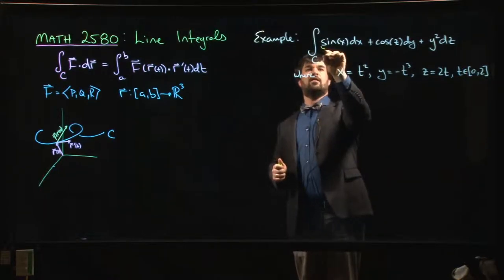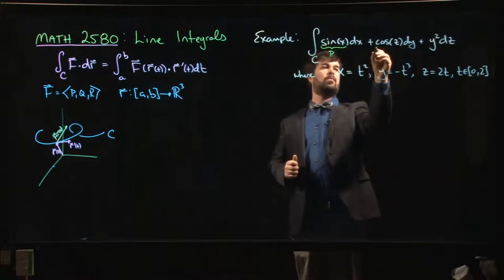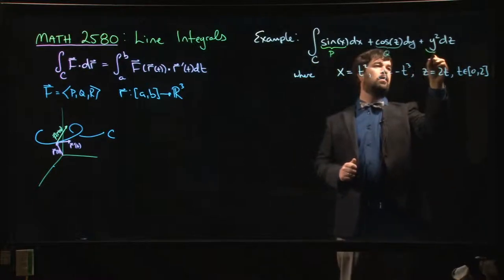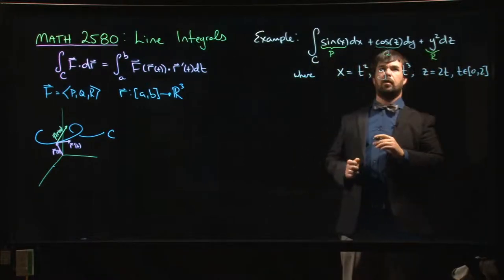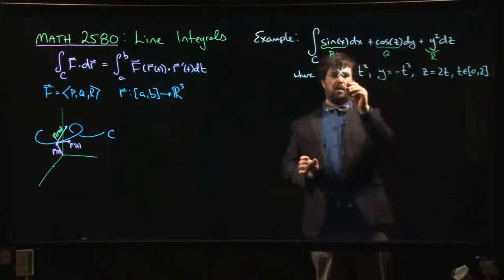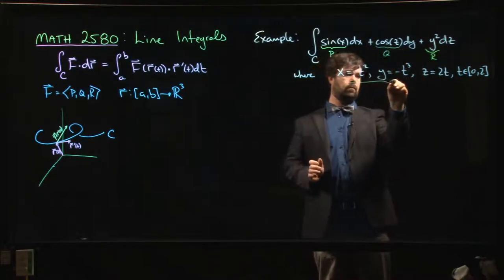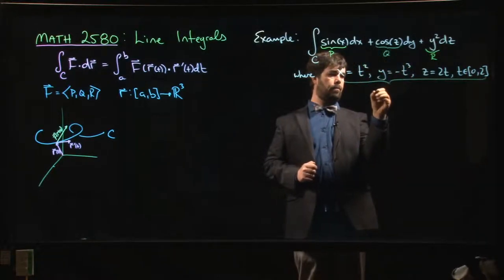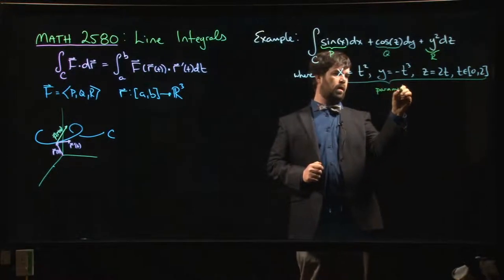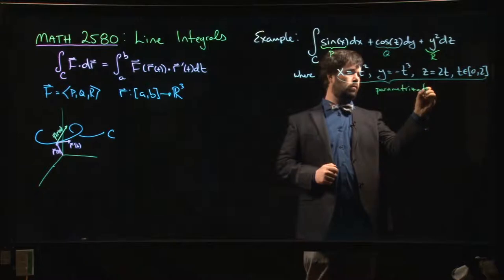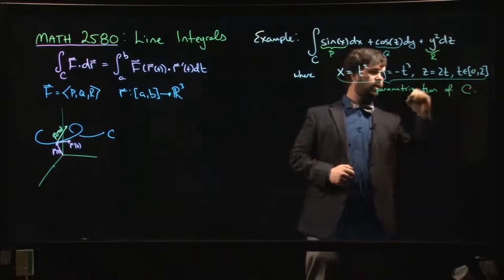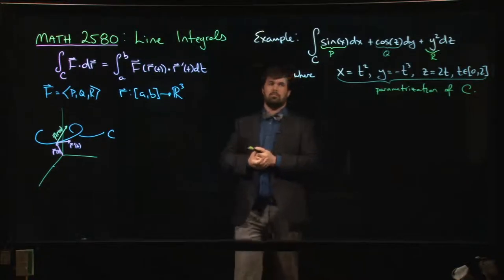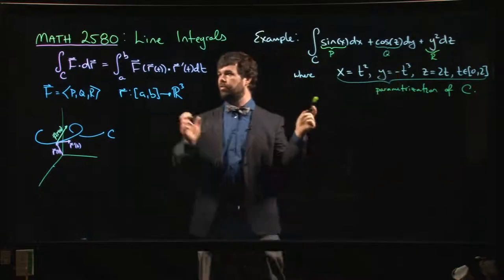So the vector field is here. This is your P. This is Q. And this is R, right? So there's the components of your vector field. And this information here, this is defining your parameterization of the curve C. All right? So this is another way of basically writing this f dot dr.